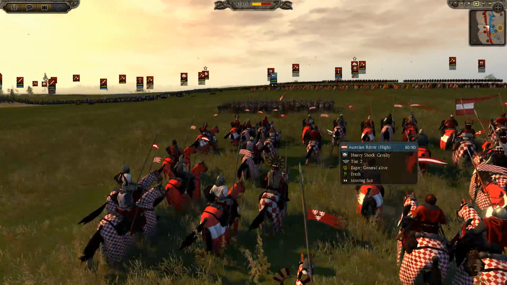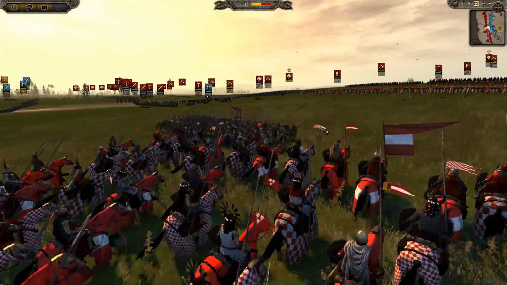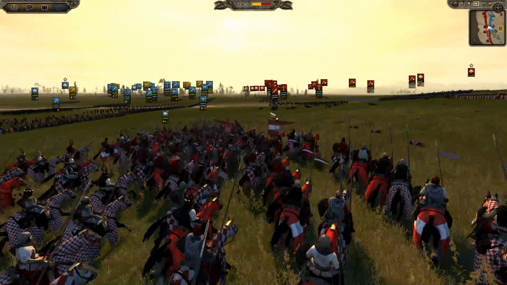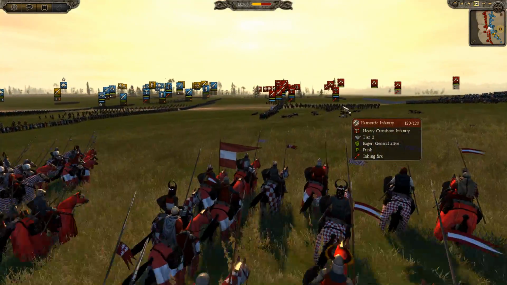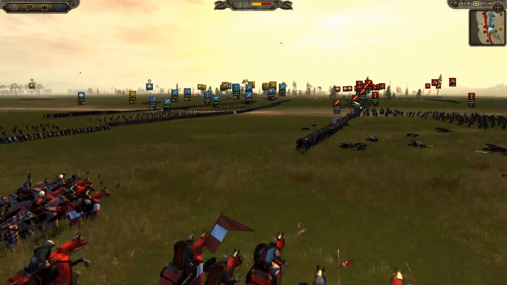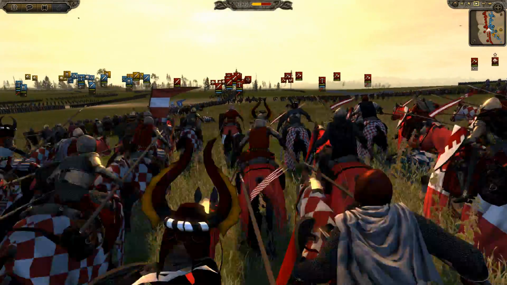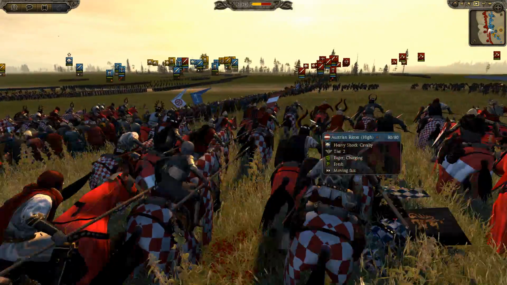And now Austria is going for a charge, but I think this is a bluff. I don't think he's actually going for this. Yep. I think this was the target the whole time. He's going for, but oh no, he's going for the swordsmen. Nope. What is he going for? I don't know, but he is behind enemy lines.